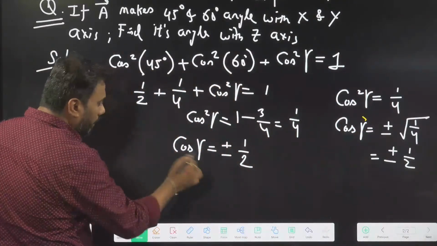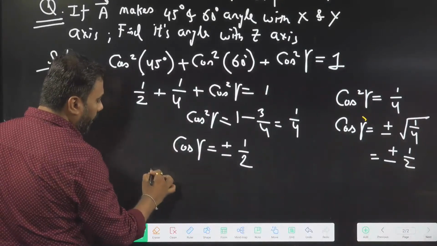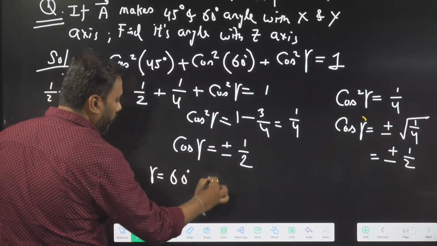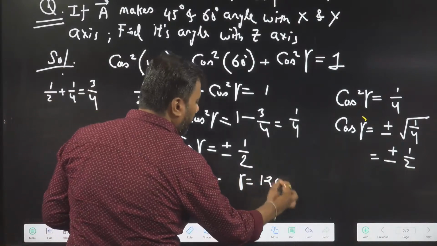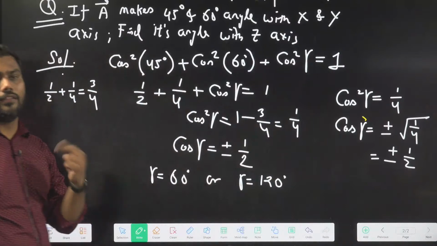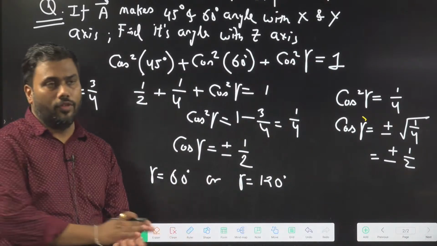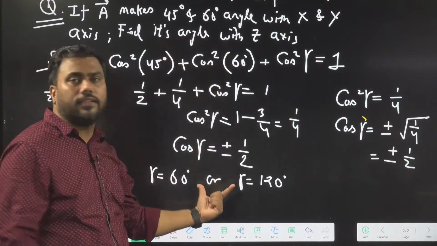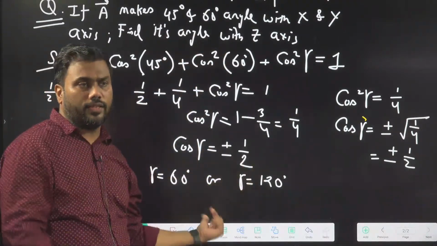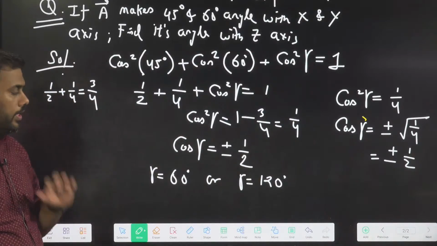Now, if cos gamma is plus half, you will get gamma is 60, or for minus half, you will get gamma is 120. So there are two possible answers of gamma. These are my two possible answers. The angle with the z-axis may have two values, 60 or 120. Is this understood?